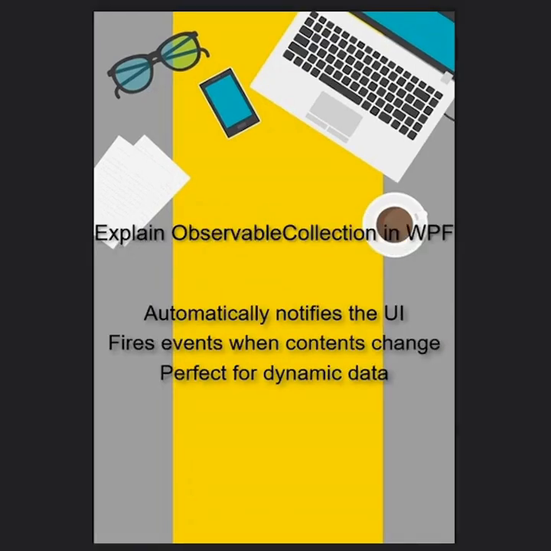What is ObservableCollection in WPF? ObservableCollection in WPF is a special collection type that automatically notifies the UI when items are added or removed. Unlike a regular list, ObservableCollection fires events when its content changes, keeping your UI in sync with the data. Perfect for the dynamic data in your WPF application. Need real-time updates? ObservableCollection.